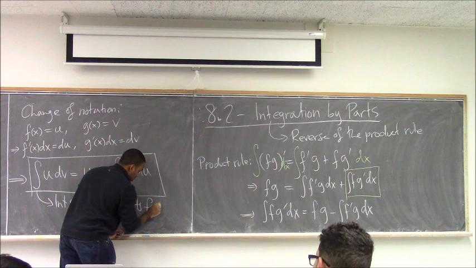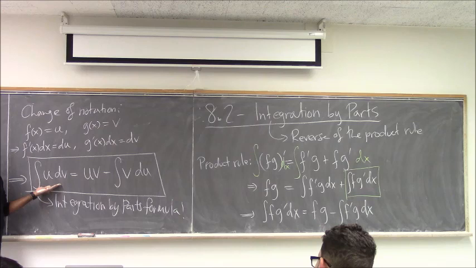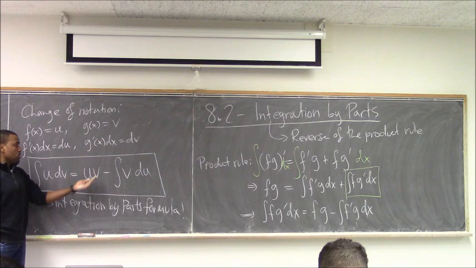And that is how we reverse the product rule. The formula says, if you want to find an integral that looks like this, u dv, the answer is going to be this expression over here. It's going to be u times v minus the integral of v du.